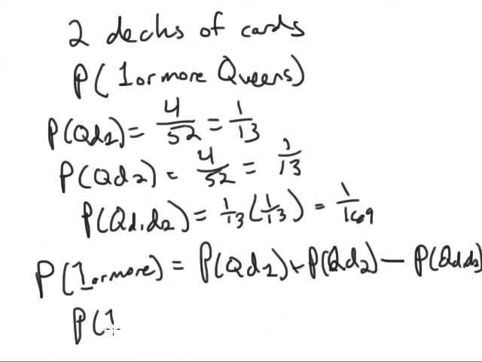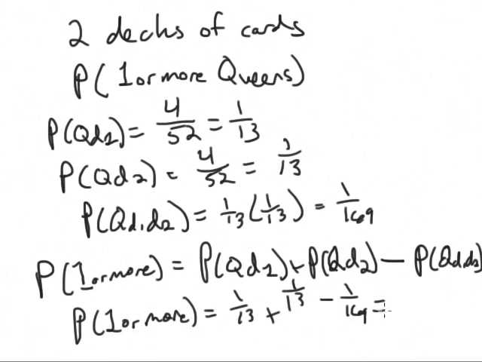So the probability of getting 1 or more is going to be equal to 1 over 13 plus 1 over 13 minus 1 over 169. That equals to 25 over 169.